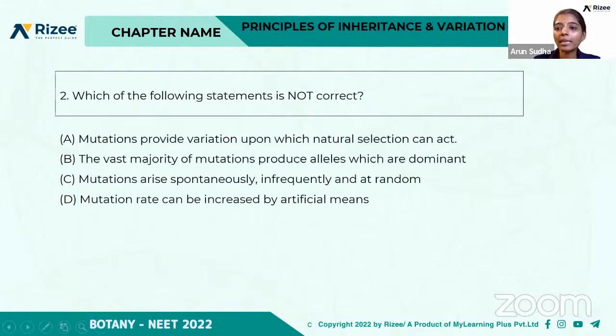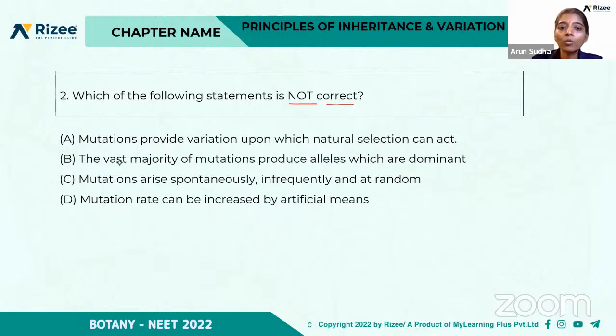So which of the following statements is not correct? Mutations provide variation upon which natural selection can act. The vast majority of mutations produce alleles which are dominant. Mutations arise spontaneously, infrequently, and at random. Mutation rate can be increased by artificial means. So which of the statements is not correct? Yes, B is the right answer.